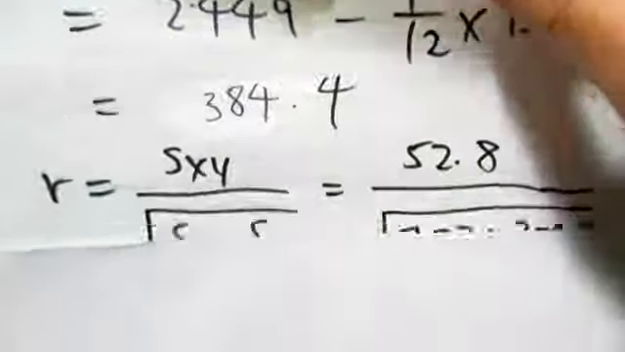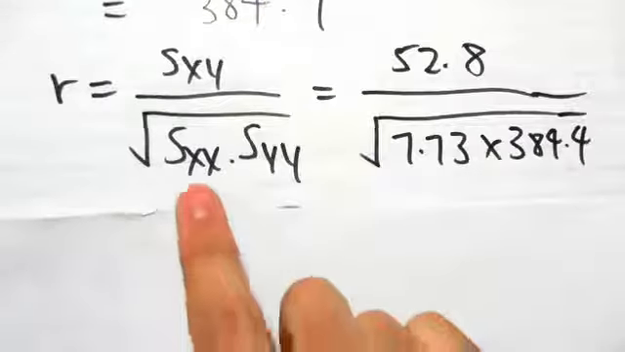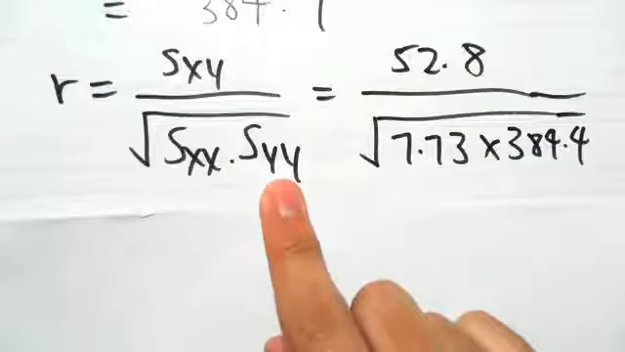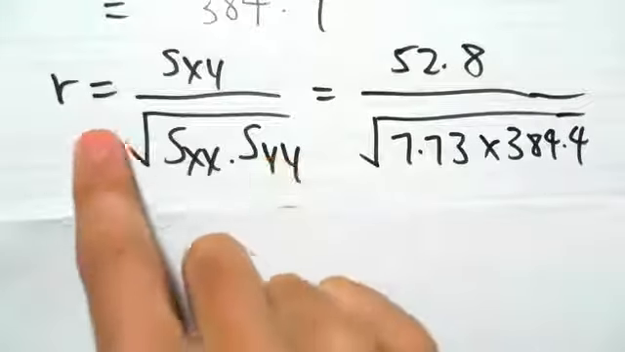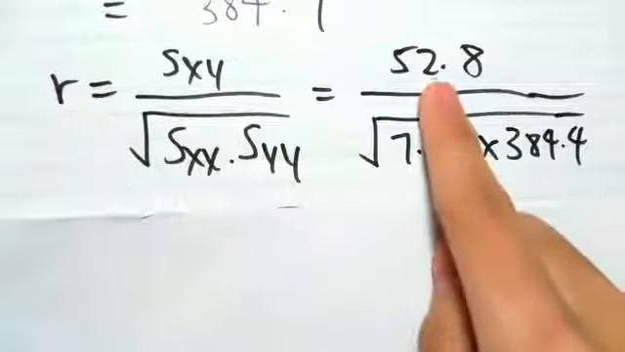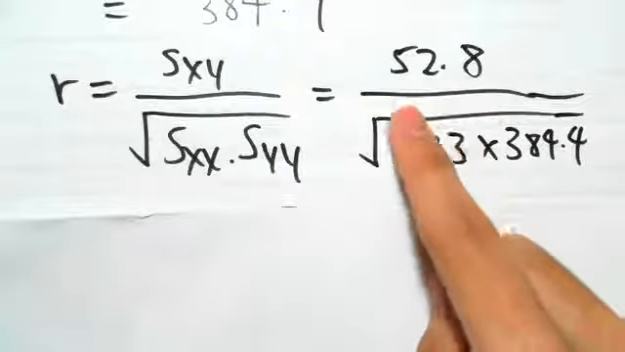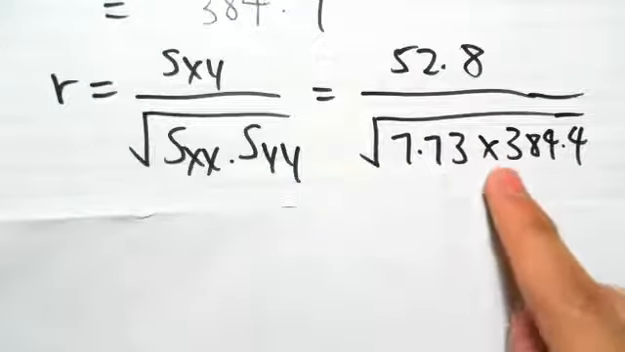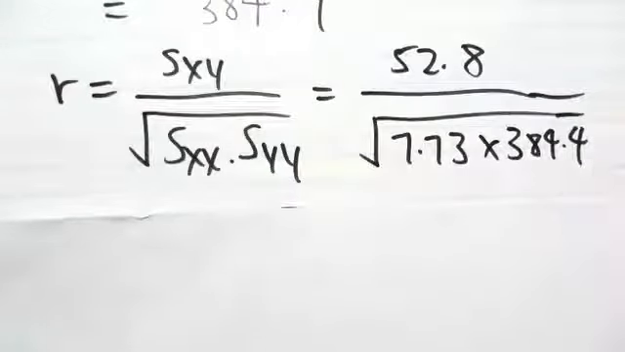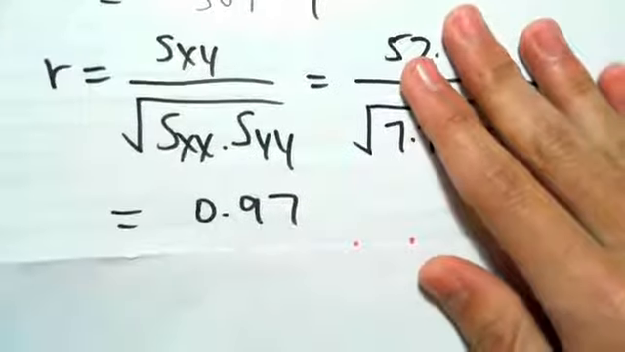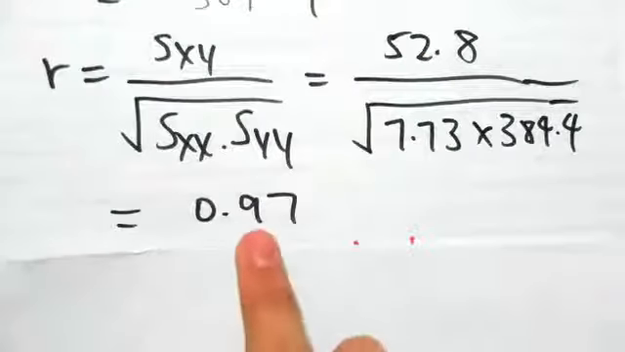Now once we have found sxy, sxx and syy, we can sub them into our formula for finding the correlation coefficient, which is basically equal to this: 52.8 divided by the square root of 7.73 times 384.4. When you plug this into the calculator, that should give you 0.97.